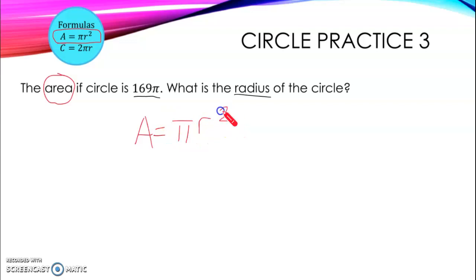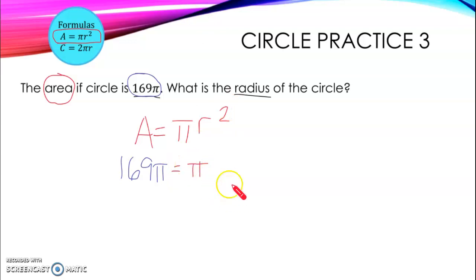And I want to plug in the information that they give us to see if we can figure out what we need to find. And if you notice, the area is 169 pi. So I'm going to plug in that whole thing for my A value. A lot of people just write 169 for some reason, but that is not the same thing as 169 times pi.